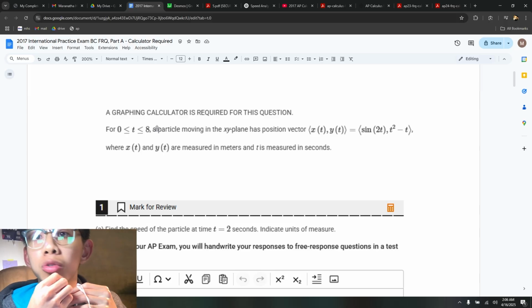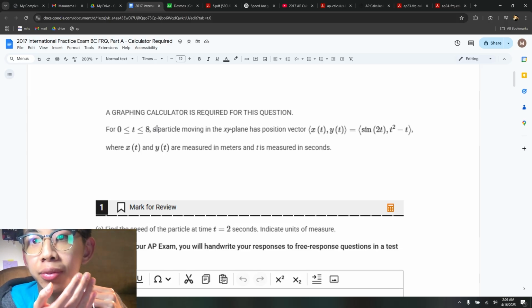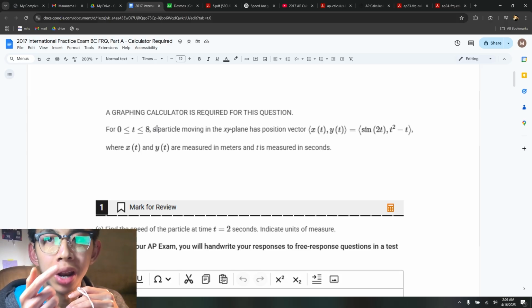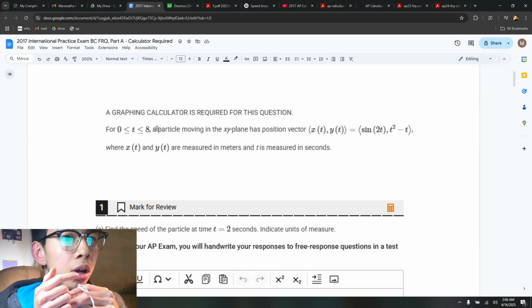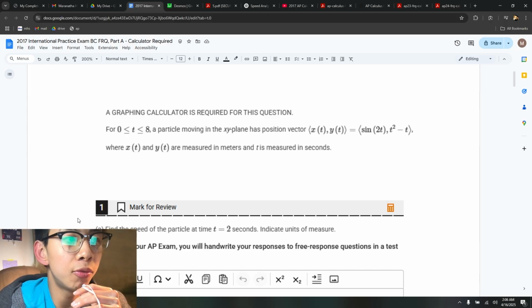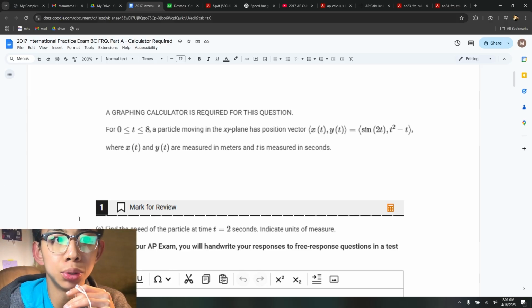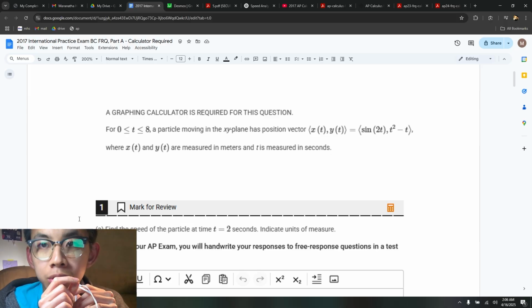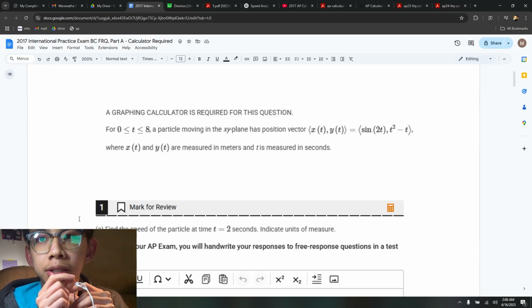Everything's the same. Derivative of position is going to be velocity. Integral of velocity is going to be distance. Just one extra step. So let's get right into it. Find the speed of the particle at time t equals 2 seconds. Indicate units of measure. Speed is always going to be derived from the derivative of position.